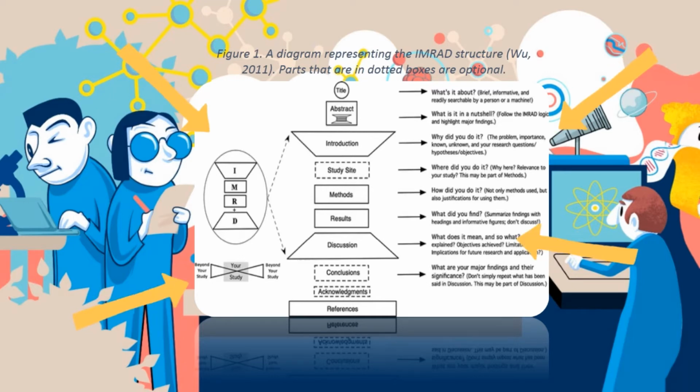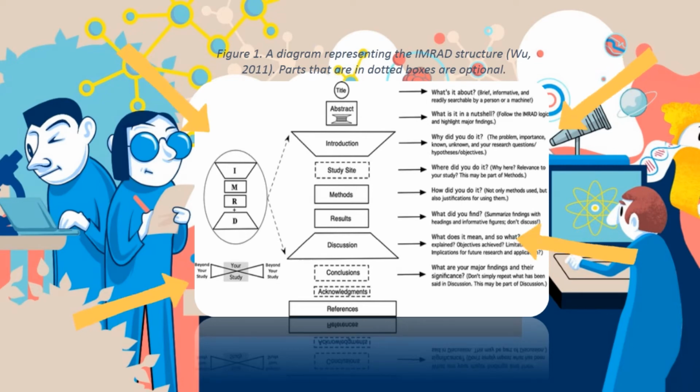Now, the fifth one and the second part of the IMRAD is the methods. This should answer the question, how did you do it? Not only methods used, but also justifications for using them. So, in short, mga anak, dito sa loob ng methods, dito natin makikita kung paano ginather yung mga information na nakuha natin sa mga participants or respondents natin.